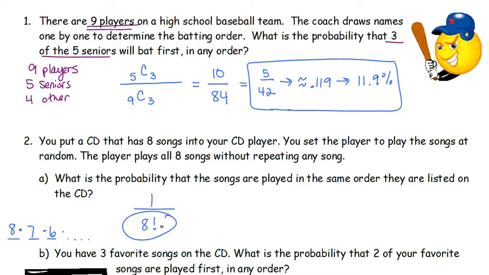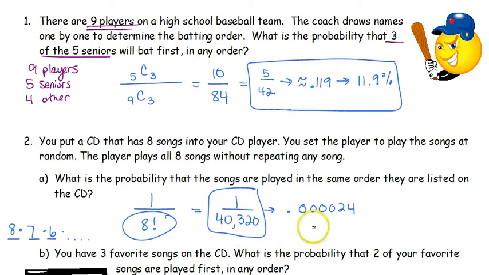So the probability that the songs are going to be played in the exact same order that they are listed on the CD will be 1 out of 40,320. And if you were to list that as a decimal, it would be 0.0000248. And you guys know that if I want to go from a fraction to a decimal, I just divide that in my calculator.